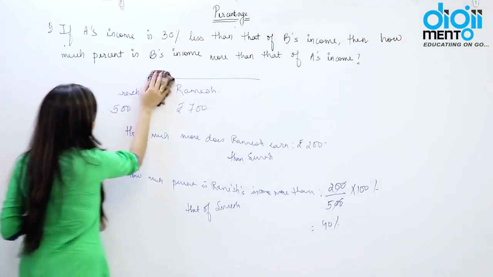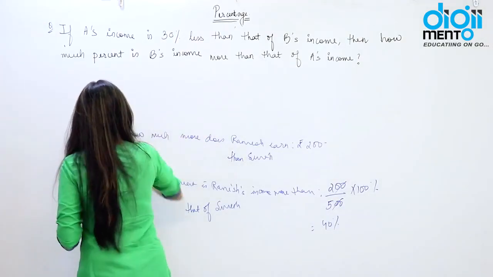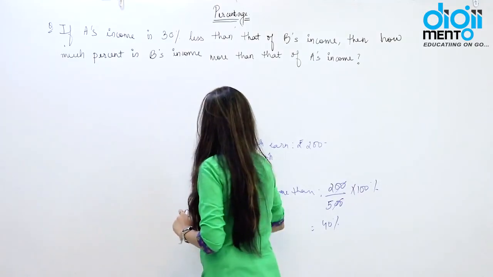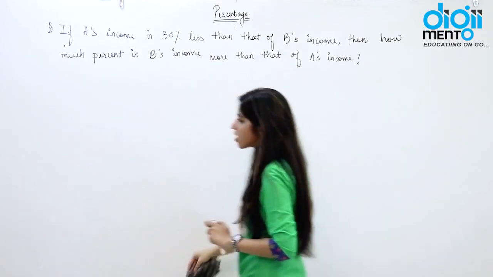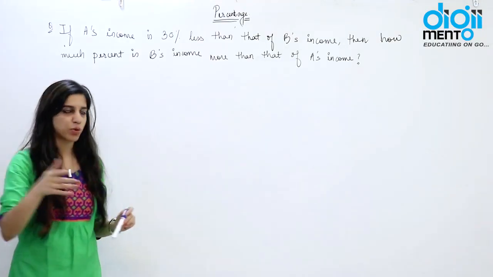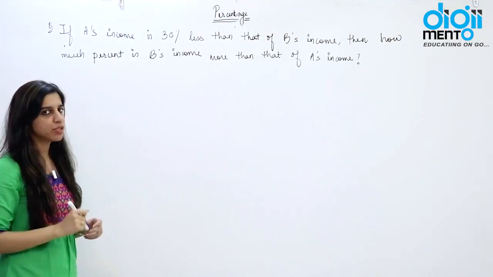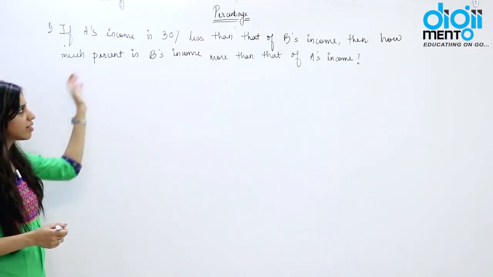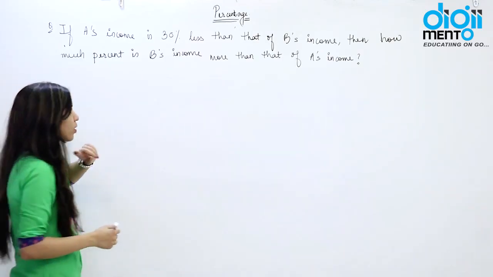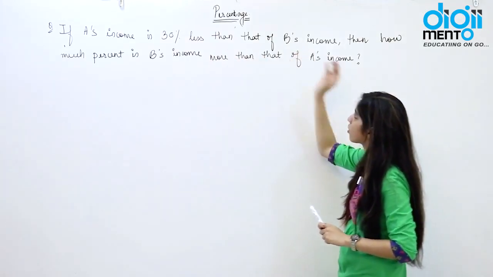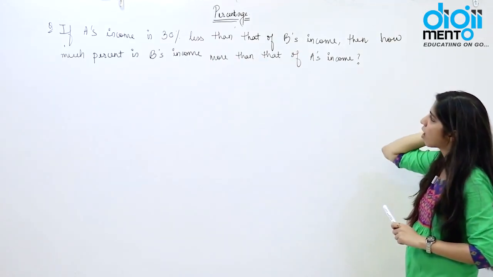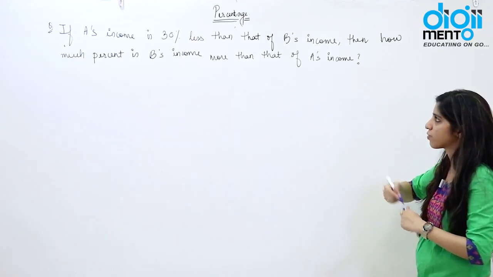Now we come back to our question. So what I was saying is, whenever you have questions of this kind where you do not need to find any absolute value, what do you do? You just assume salary, income, whatever they are saying, of one person to be 100. You read this question once and then we decide what do we assume. They are saying A's income is 30% less than that of B, and how much percent is B's income more than that of A.